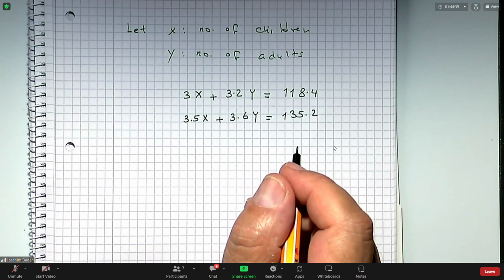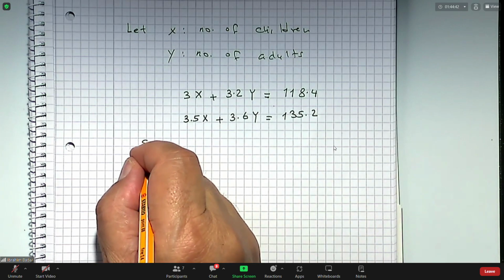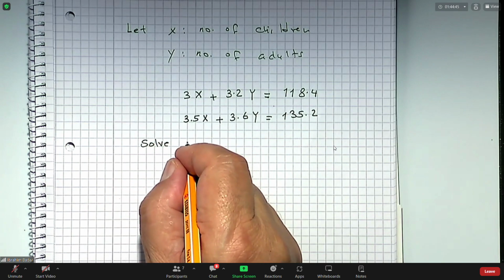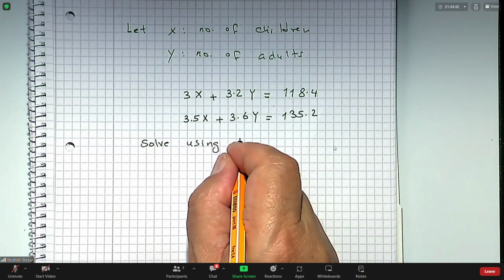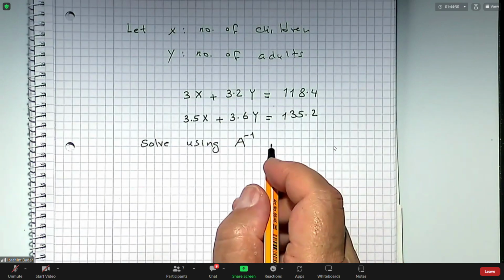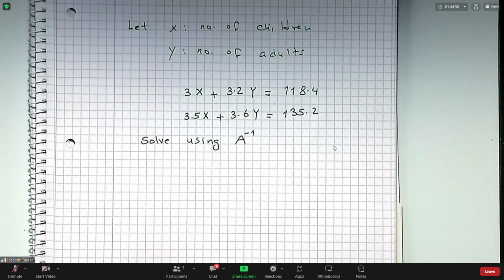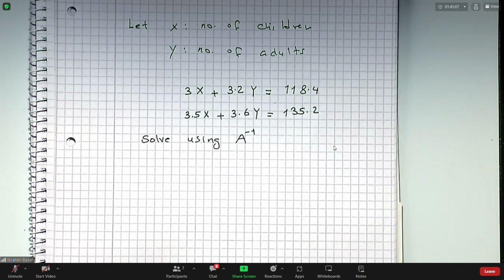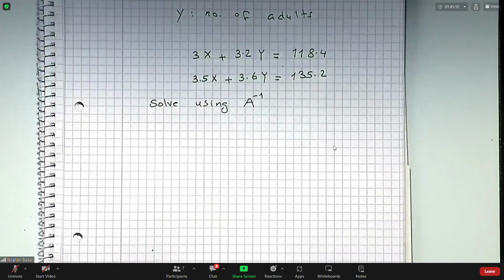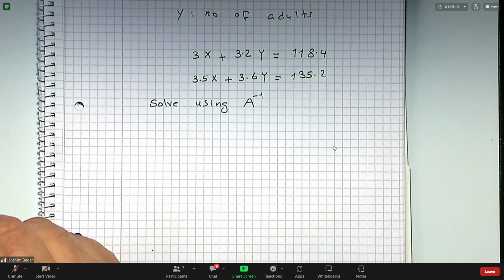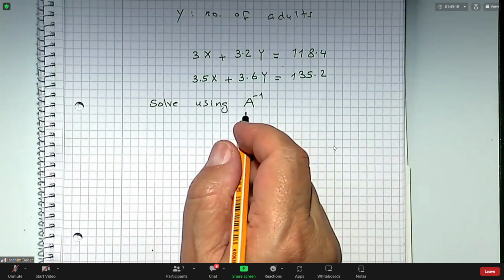Now we will solve this using the inverse method. Okay. Are you saying something? I can't hear anything. I don't know why she has LO as a name. So just keep your name, because if I take some notes, I know whose account that is. Okay.